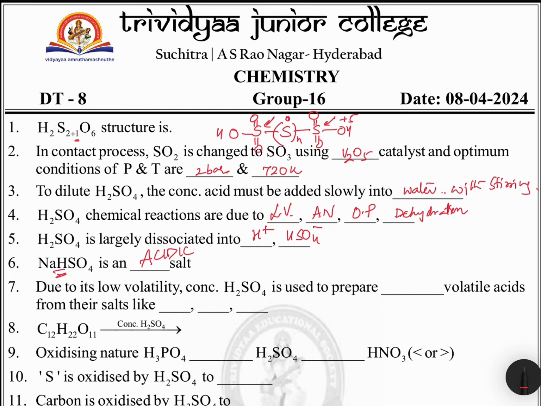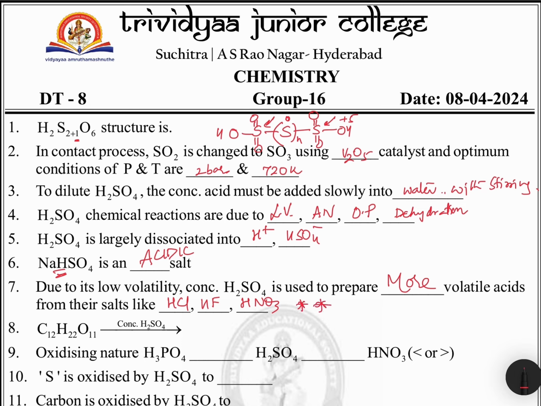Due to low volatility of concentrated sulfuric acid, it is used to prepare high volatile, or you say more volatile, acids from their salts. Like you can prepare HCl, HF and HNO3. Very, very important question. You can expect this in your JEE entrance, NEET entrance.